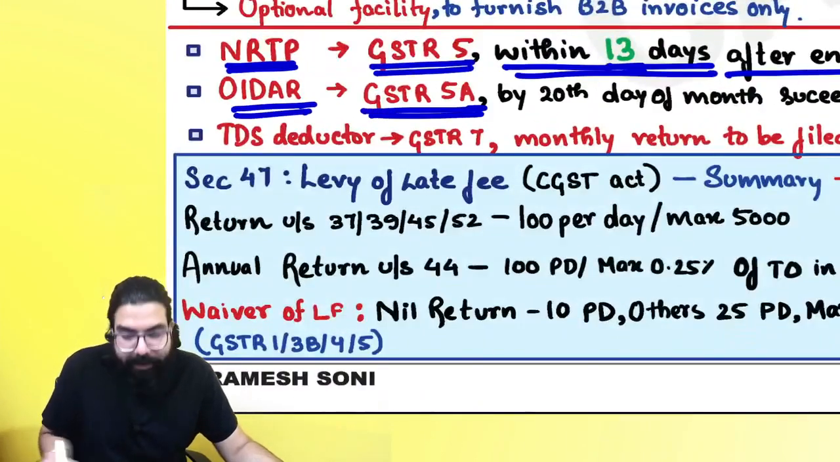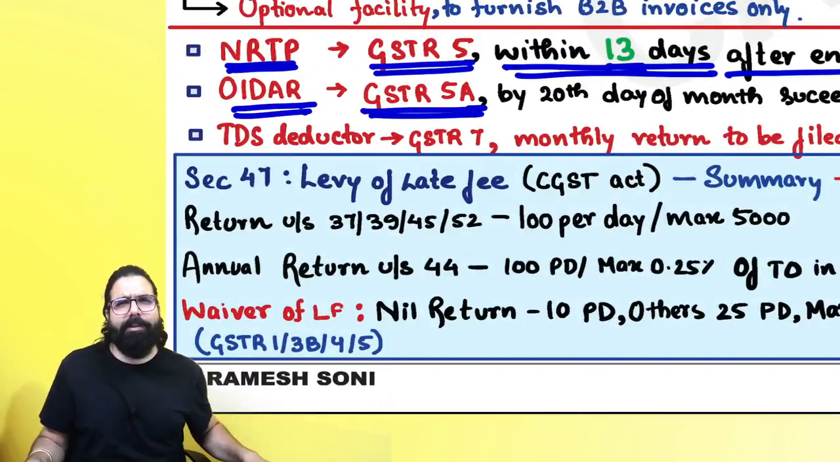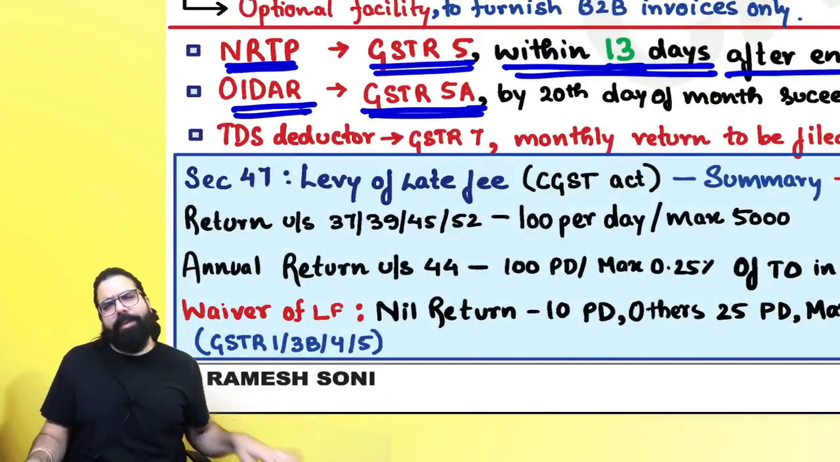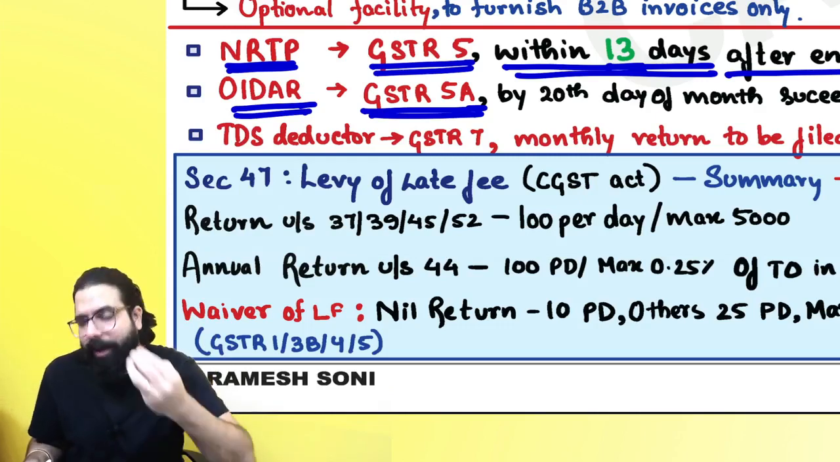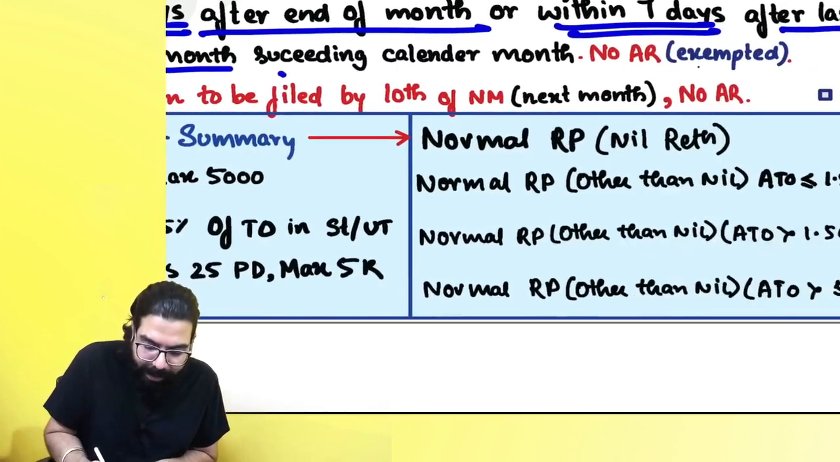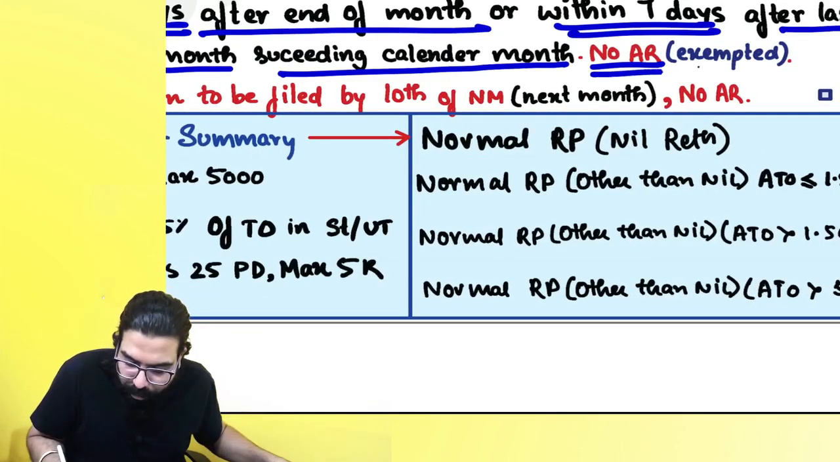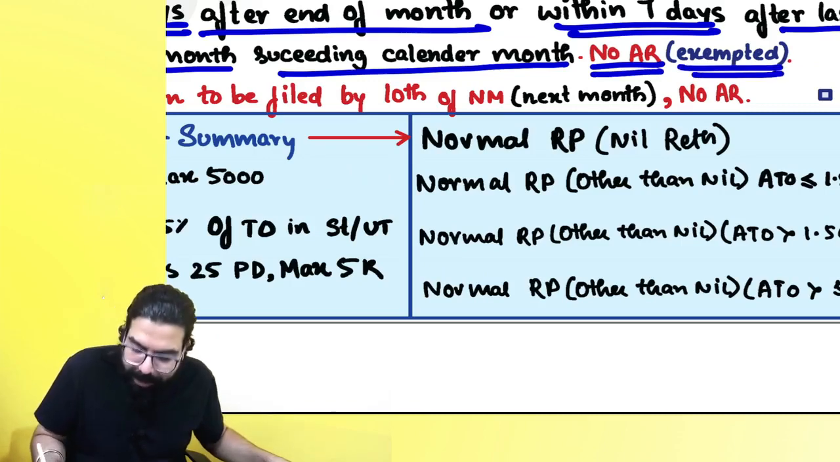For OIDR, GSTR 5A is there. Do you remember online information database access and retrieval service providers who are providing their services? That Netflix, etc. Yes, everyone, for them it is by 20th day of the succeeding calendar month. Once the month gets over, by 20th, and for them also no annual return, they are being exempted.